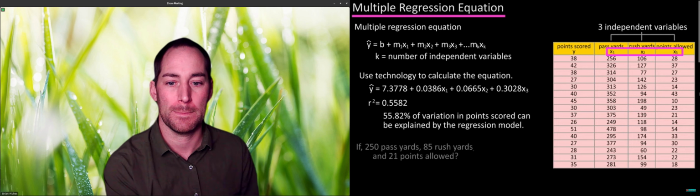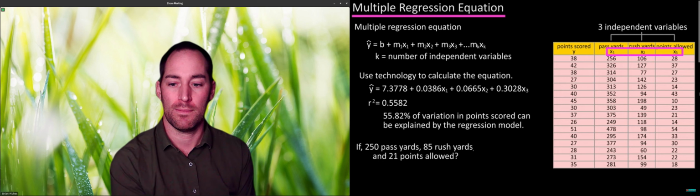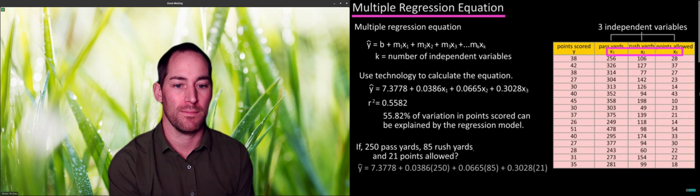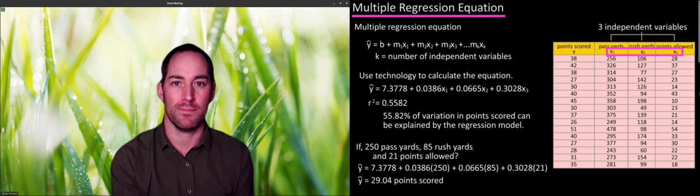Predictions. For instance, if a team had 250 passing yards, 85 rushing yards, and allowed 21 points, we would plug those three values in for x1, x2, and x3, and the predicted points scored would be 29.04. All right, my friends, that would be the very basics on multiple regression.